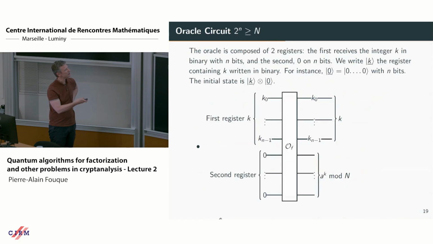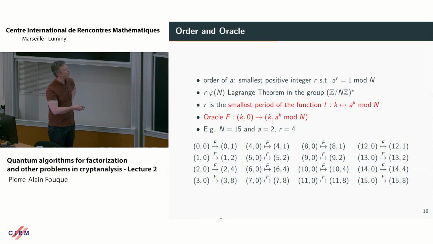Okay, so for instance, if the second register is a 2 and I observe the first register, it could be 1, 5, 9, or 13. And if it is only 9, then I have alpha 0 and beta 0, but I have no information about the period.